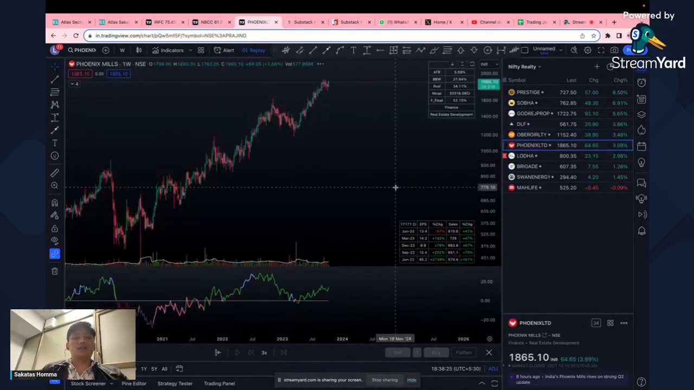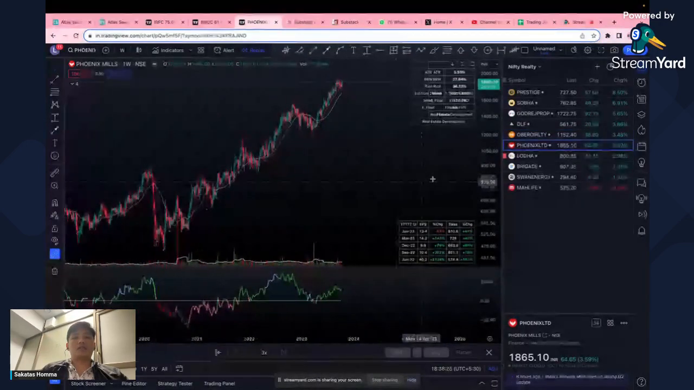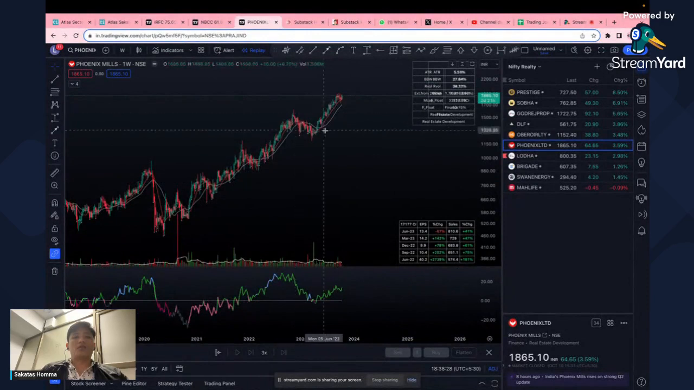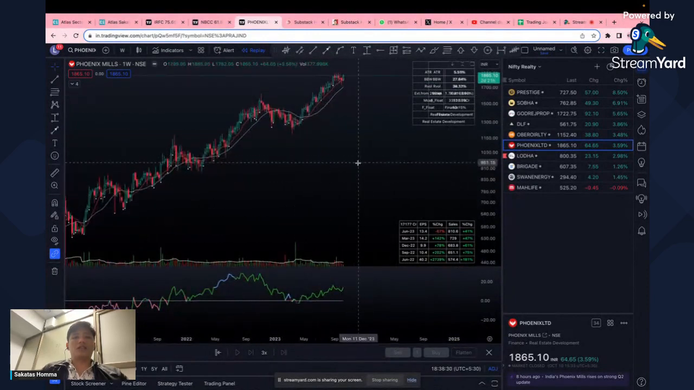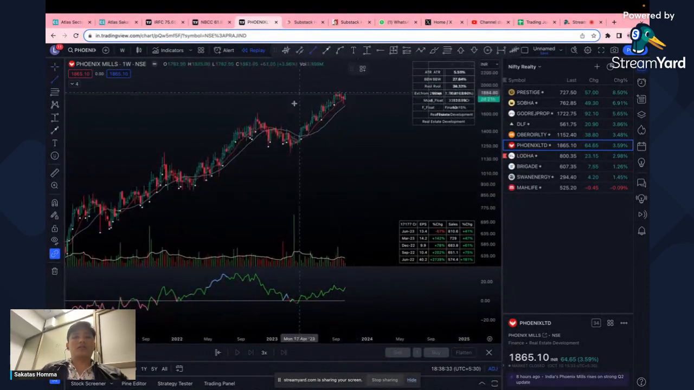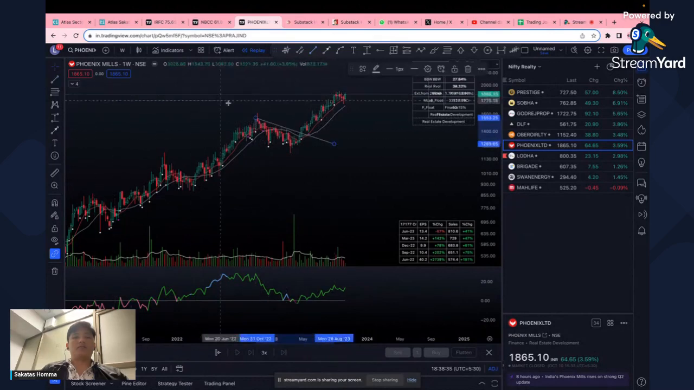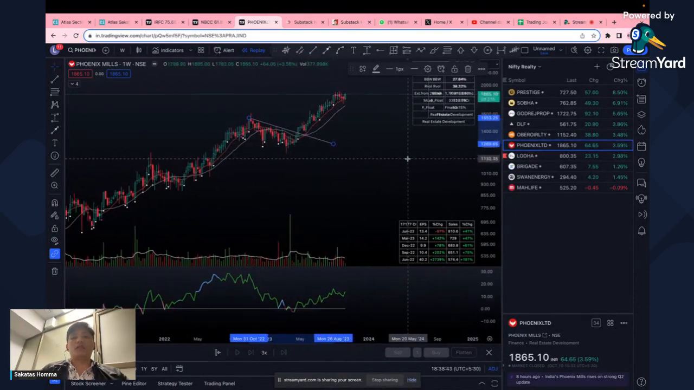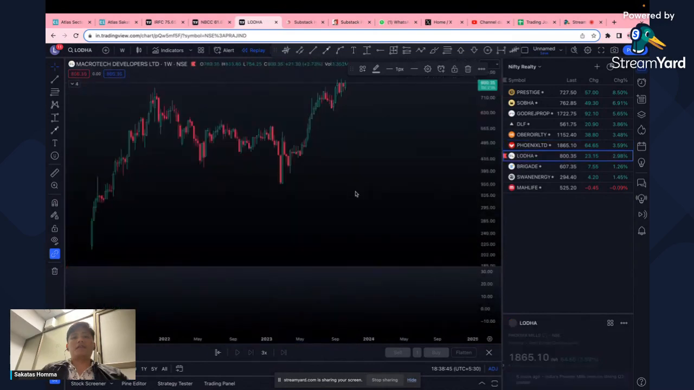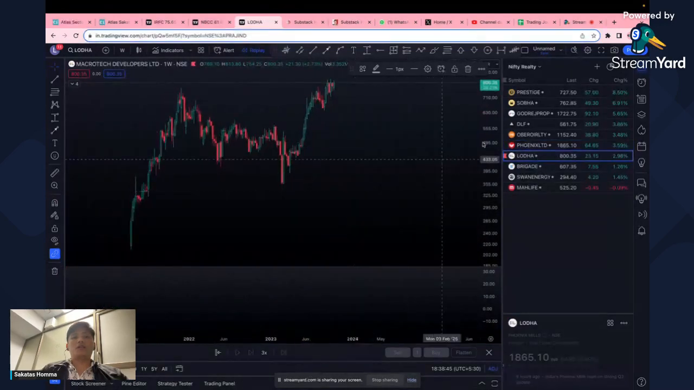Phoenix Limited also had this breakout, which was very nicely tradable. This would have been a DTL breakout. You could also have traded somewhere here, and you can see the very nice uptrend on the weekly time frame.